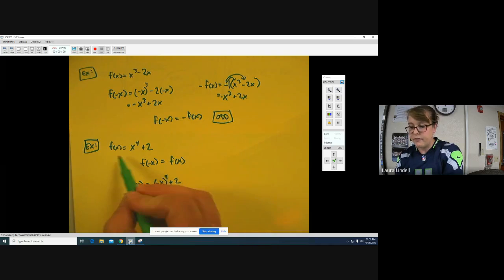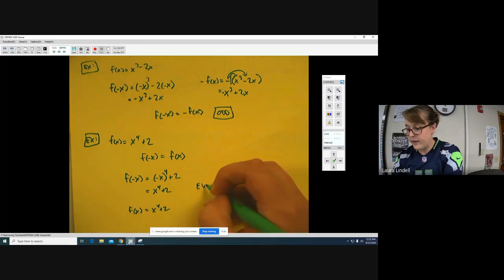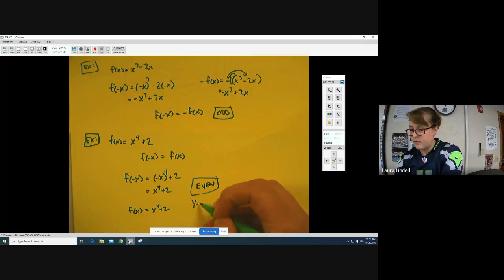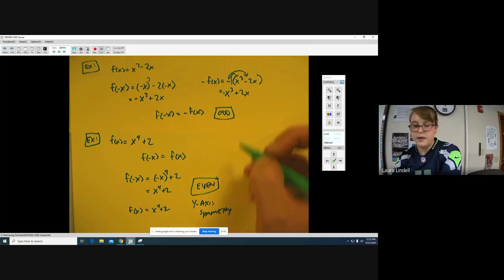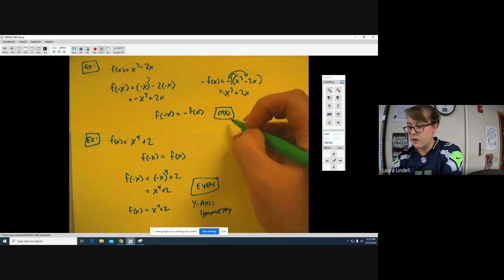But wait, isn't that what f of regular x is? Yeah. So that's enough to show that f of x is equal to f of negative x, because those are the same. So this would tell me that it's an even function and that it has y-axis symmetry. This is enough to show me that this function is odd and has symmetry with respect to the origin.